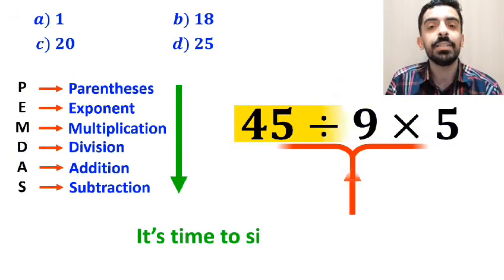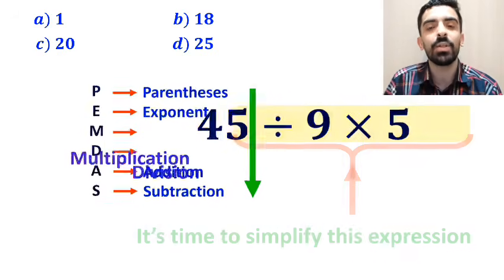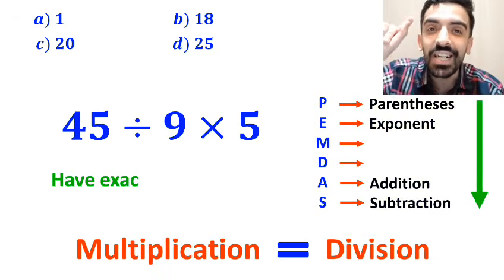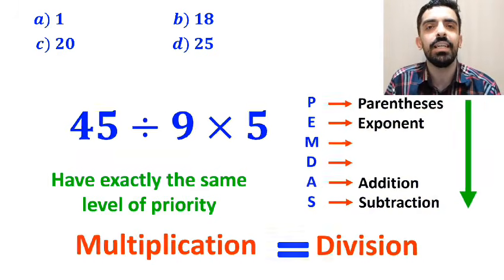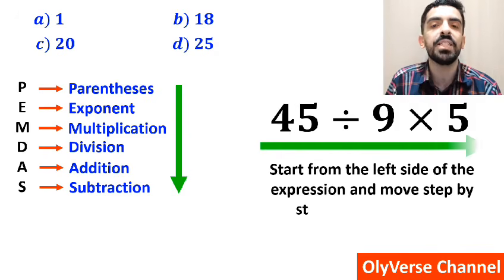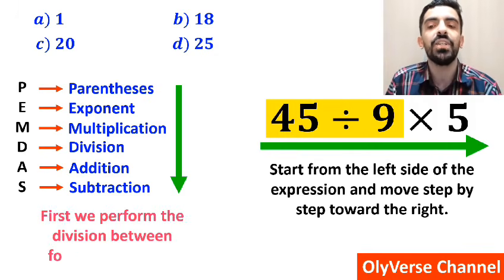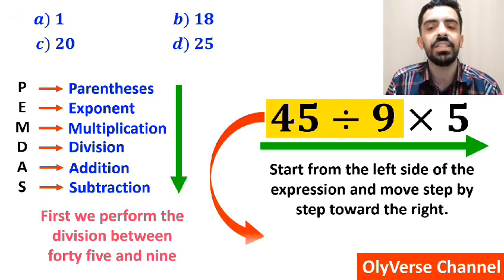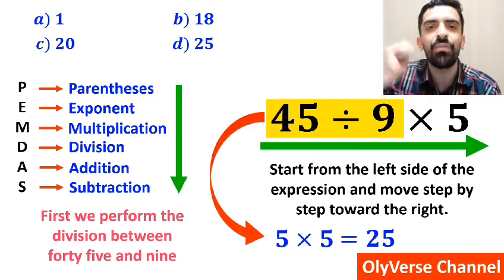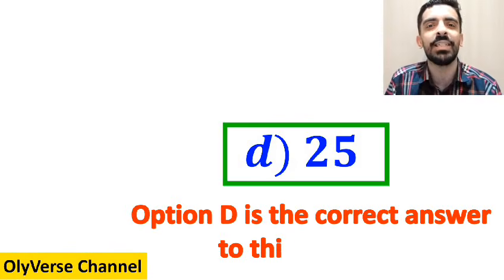Now, it's time to simplify this expression. It's very important to note that in the PEMDAS rule, multiplication and division have exactly the same level of priority. In this case, all we need to do is to start from the left side of the expression and move step by step toward the right. So, first we perform the division between 45 and 9, which simplified this expression to 5 multiplied by 5. And finally, the value of this expression must be equal to 25. Therefore, option D is the correct answer to this question.